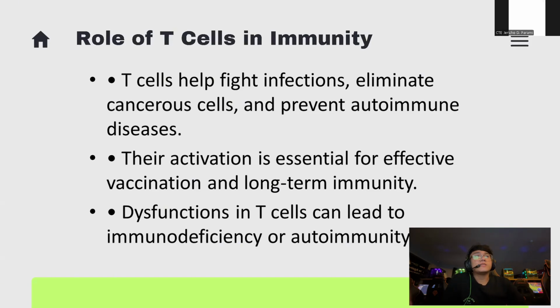Autoimmune diseases: when T cells fail to distinguish self from non-self, they attack the body's own tissues, leading to diseases like arthritis and multiple sclerosis. So these are autoimmune diseases. We have the last one, I have another example, the transplant rejection.